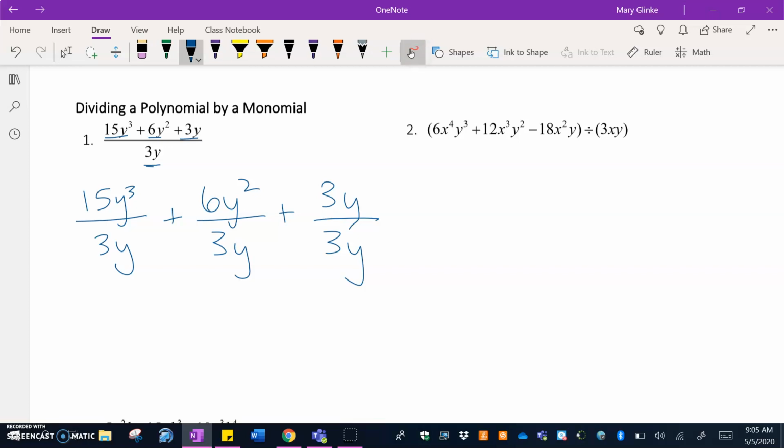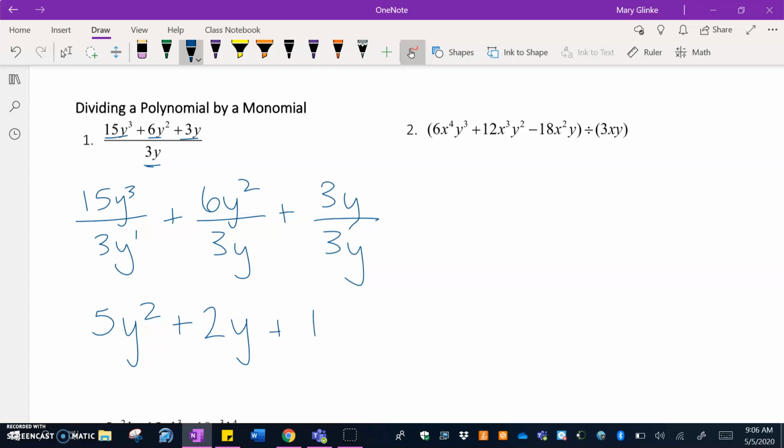Then we're going to go ahead and reduce each of these fractions. So 15 divided by 3 is 5. Y cubed divided by y to the first power, we're going to use our exponent rules and subtract those to get y squared. For the next one, we're going to keep our plus sign. 6 divided by 3 is 2. Y squared divided by y is y. And for the last one, 3y divided by 3y ends up being 1.